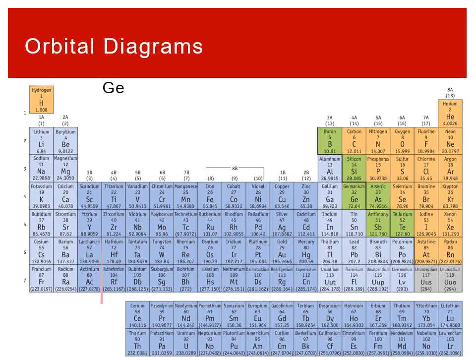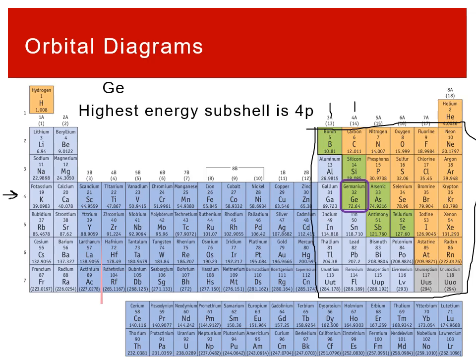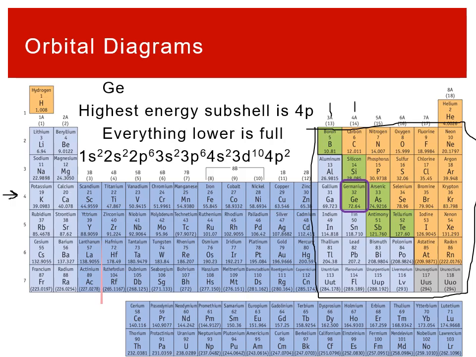So let's look to the periodic table. We can find germanium right there. That is squarely within the p block. We can see it is in the 4th period, so 4p, and then this is column 1, 2. So this is going to end with 4p2. The highest energy subshell is 4p. It's going to end with 4p2, and we know that everything lower than that is full. So the highest valence is the 4p2.